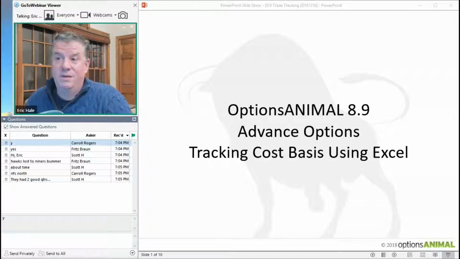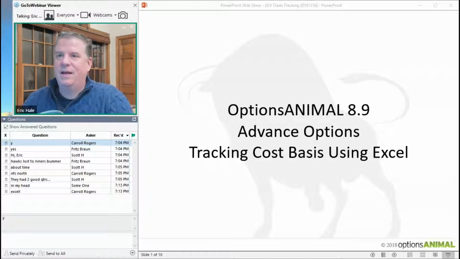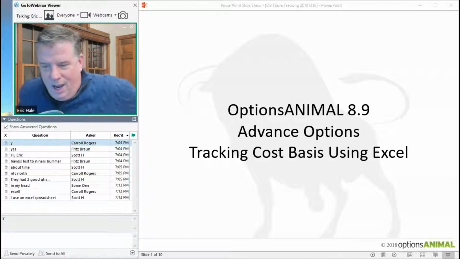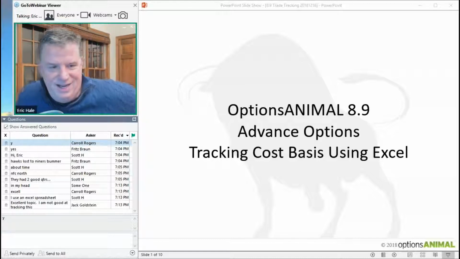And I'll be honest with you, I'm not 100% sure how the other instructors do it. Do they keep a running total? Do they do it in their head? I am not smart enough to do it in my head. My guess is they probably write it up in the trade. So whenever they make an adjustment, they just note what the cost basis is. Well, Scott uses an Excel spreadsheet.